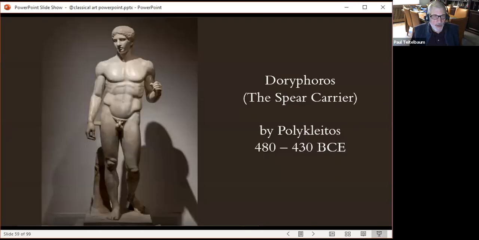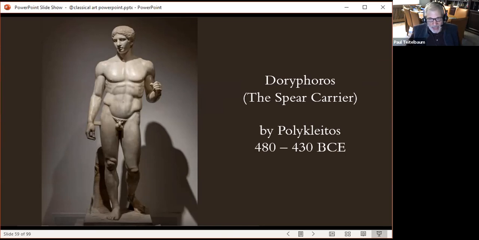This is the Doryphoros, the spear carrier by Polykletos. This is one of the great masterpieces in all of Western art. The Doryphoros, tremendously influential. Doryphoros means spear carrier, and he was holding a spear in his left hand. You see he was carrying that loosely. It was kind of resting on his left shoulder. The original was in bronze.